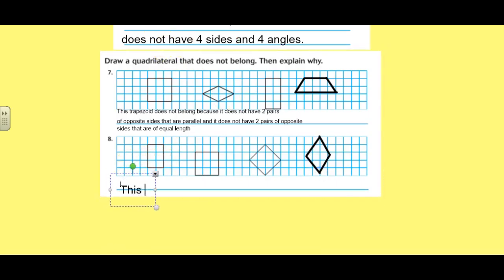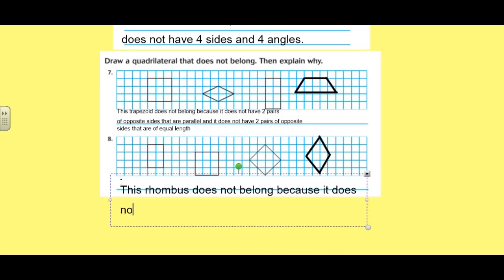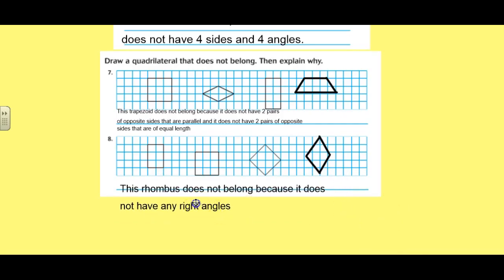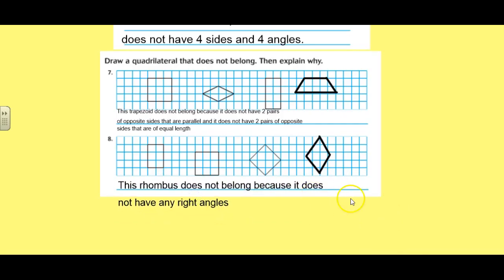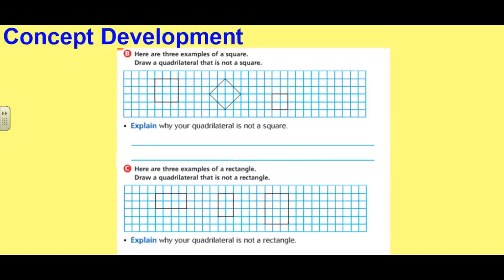So we're going to put this rhombus, if I can spell that right, does not belong because it does not have any right angles. And that's what we're going to explain for number 8. And then we're going to be ready to move on to the other side.